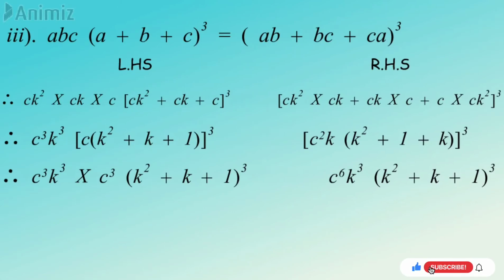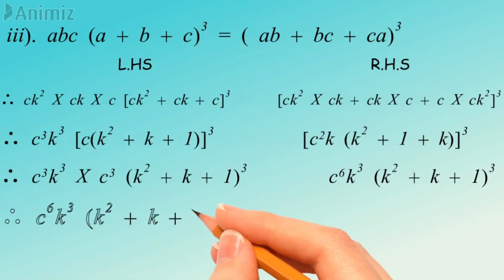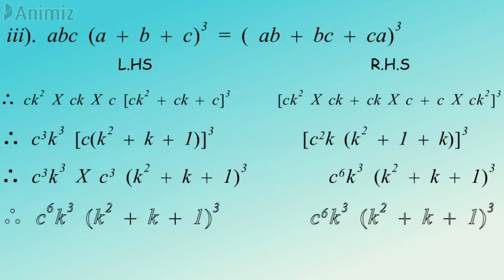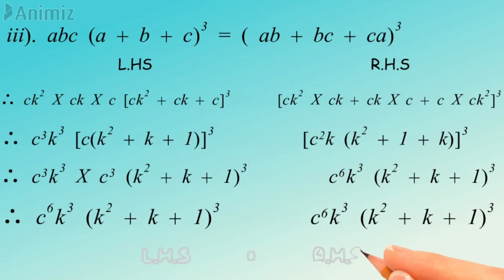Now when you multiply the c cube k cube with the c cube on the left hand side, you know when you multiply, indices will get added. So c raised to 6, k raised to 3. So both the left hand side and right hand side, just observe, you are getting same. So your left hand side is equal to right hand side.